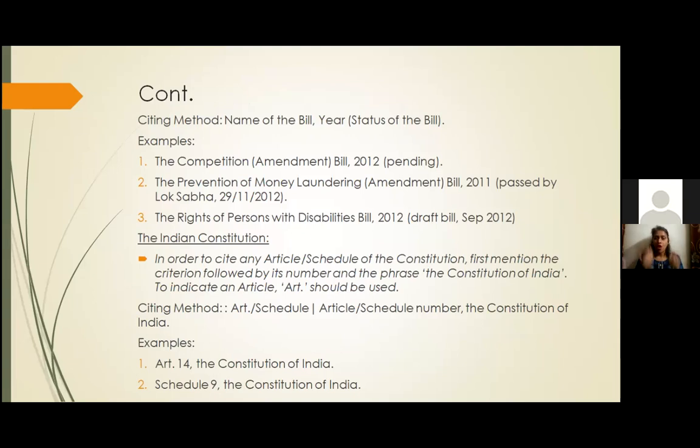It is very simple. Let's say Article 21. It is denoted by ART dot, then 21, comma, the Constitution of India. So that is an article. If there is any schedule, then the article, the schedule number, and the Constitution of India, followed by Constitution of India.